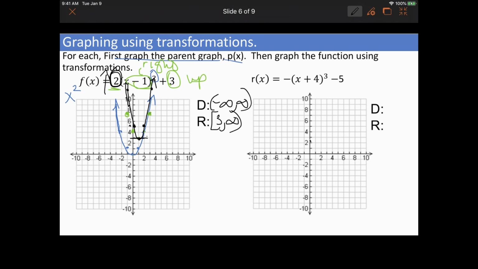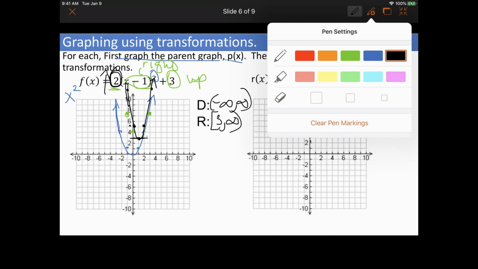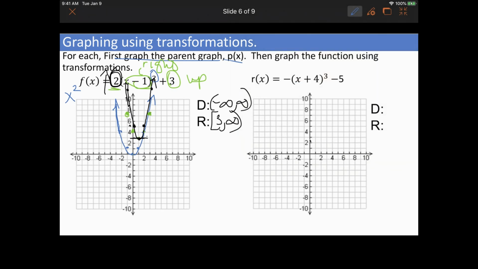Cube root. Oh, sorry, cube function. All right, so if you look back at your sheet, the parent graph, it's 0, 0, 1, 1, negative 1. And at 2, it would be 8, right? If you cube. And negative 2, it would be negative 8. So it's this kind of skinny, cool shape like that. Okay.